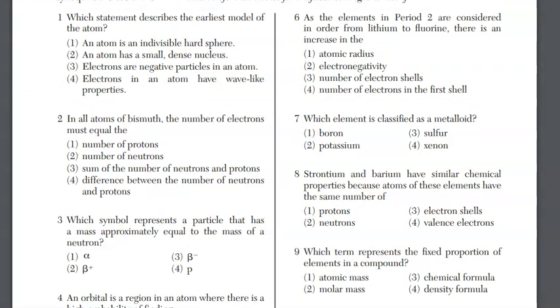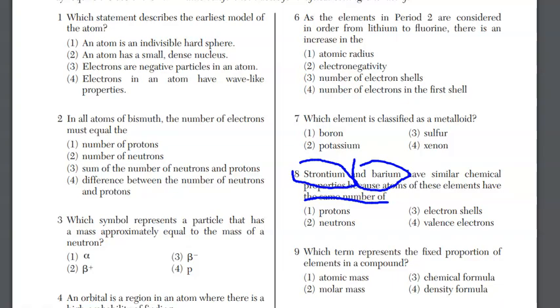For number 8, we're looking at strontium and barium, and they have similar chemical properties because atoms of these elements have the same number of... Well, we want to take a look at where strontium and barium are on the periodic table. Now, you'll notice every single time so far on this page, you're not given any element symbols. You're given the element names. If you do not know what the element symbols are for strontium and or barium or anything else on this page, take the time to go to reference table S and find it. You don't want to make a mistake when the answer is right in front of you.